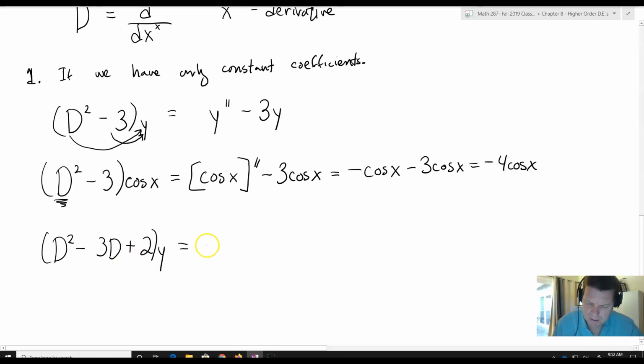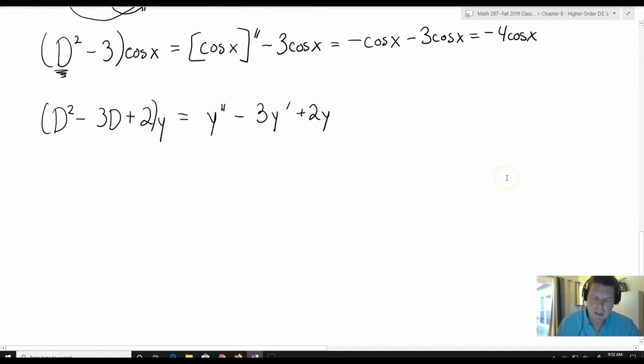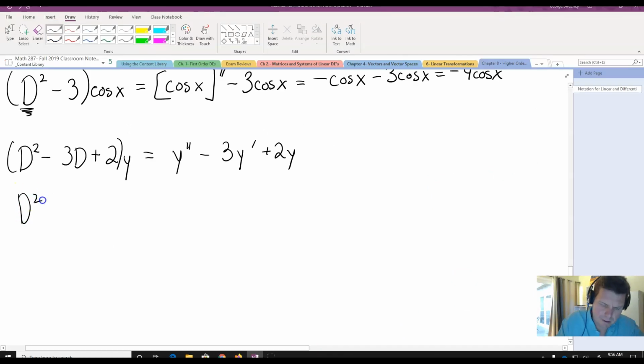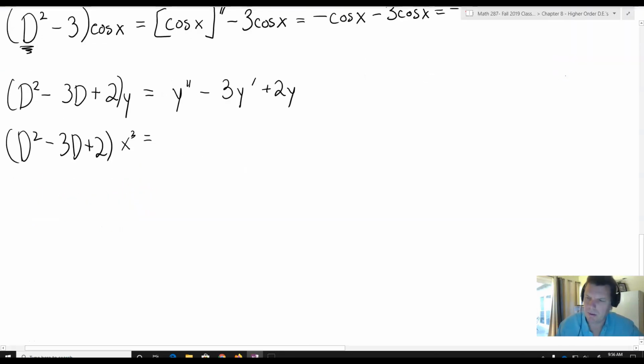And so now that's going to be y double prime minus 3y prime plus 2y, which is great. That's exactly what we wanted. Now, D squared minus 3D plus 2, and we're going to operate on it by x cubed. So we're actually going to operate on it using an actual function.